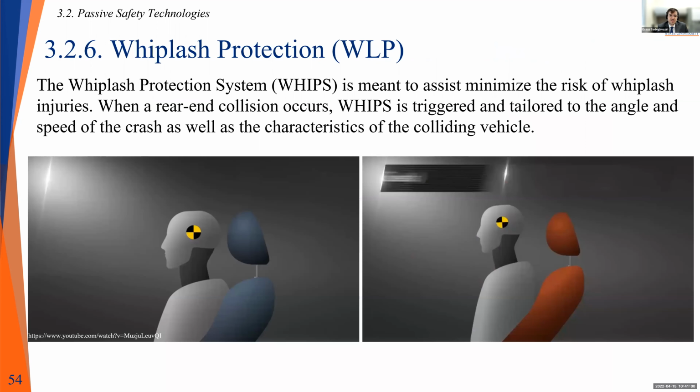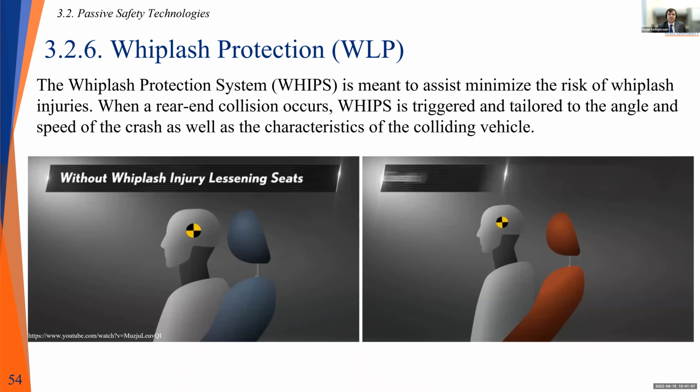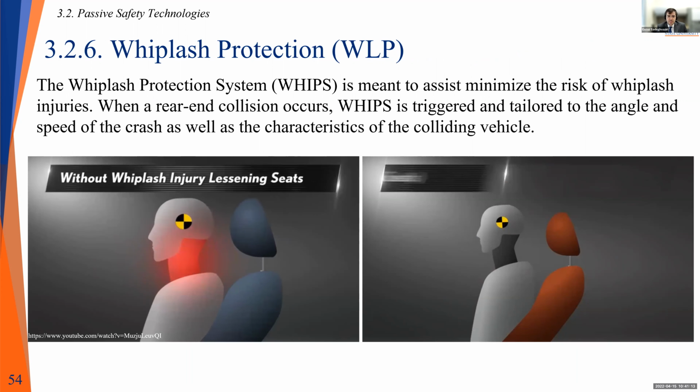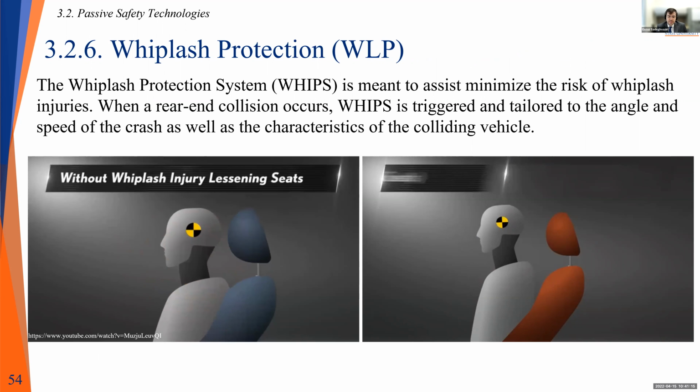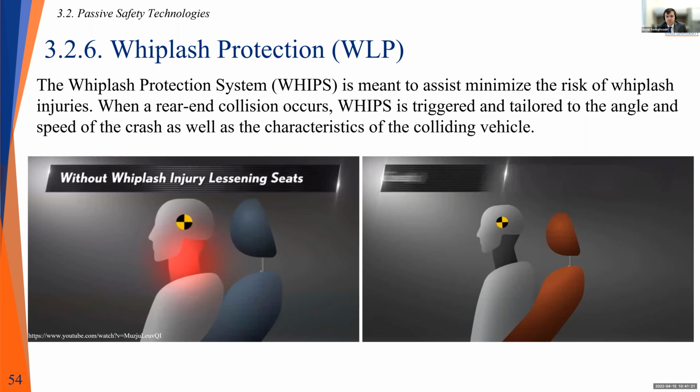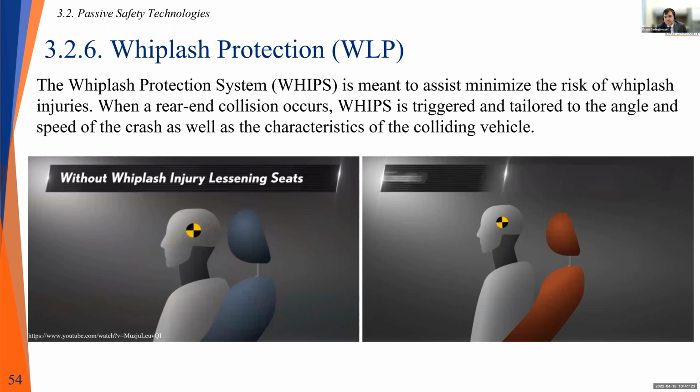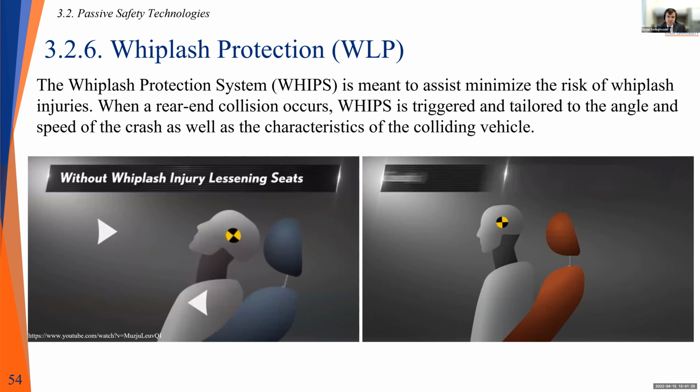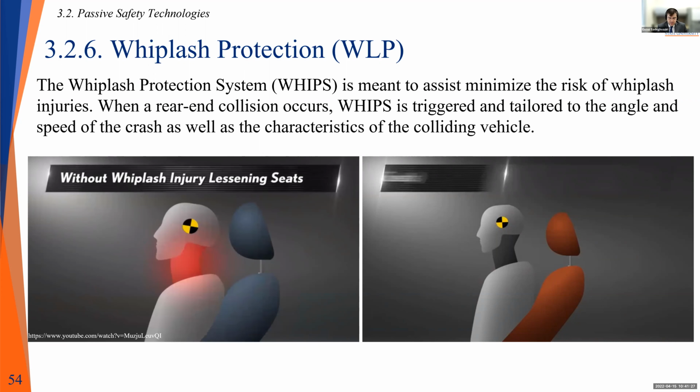Another thing which is very important when it comes to crashes, I mean rear end crashes, is whiplash protection. This technology is meant to help minimize the risk of whiplash injuries. When a rear end collision occurs, this technology is triggered to tailor to the angle and speed of the crash, as well as the characteristics of the colliding vehicles.